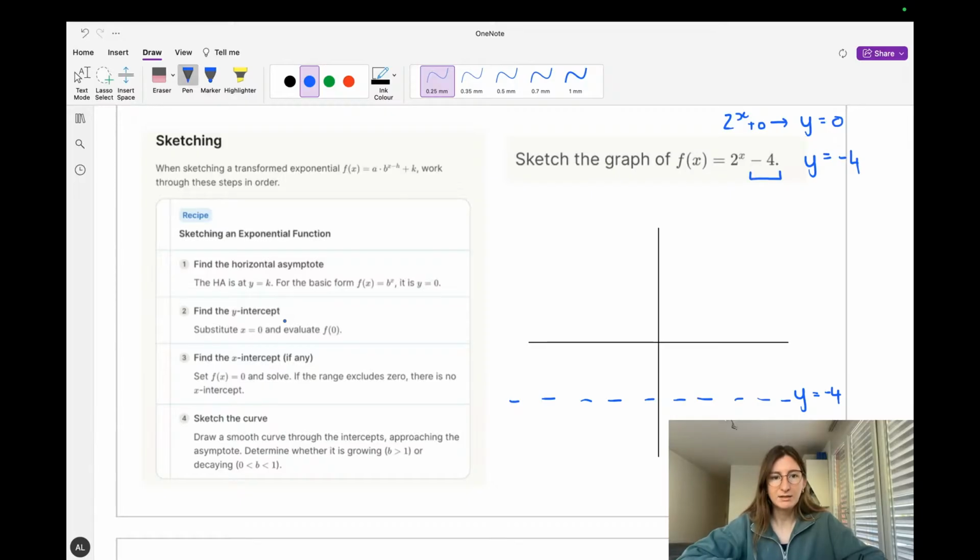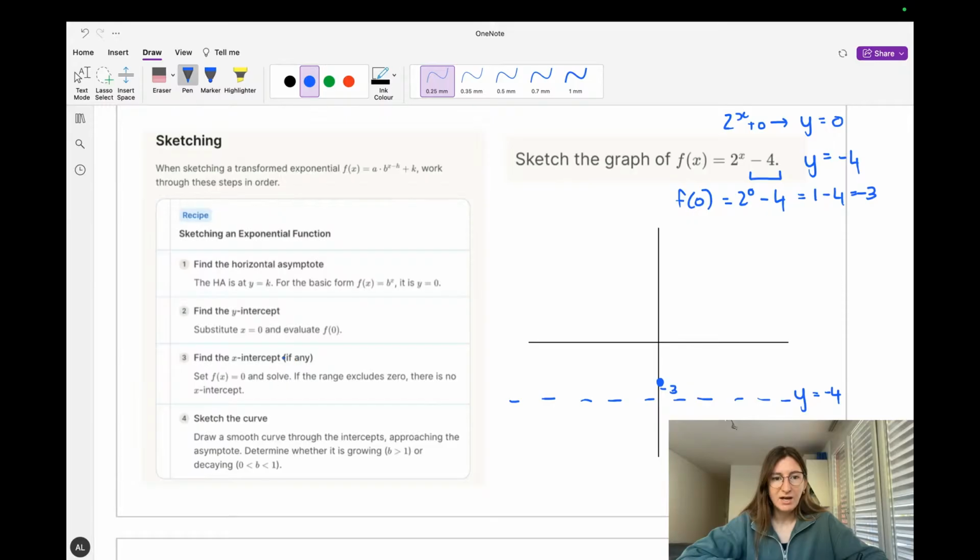Then find the y-intercept. So substitute x equals 0. So let's substitute x equals 0 in here. 2 to the power of 0 minus 4. Well, that's just 1 minus 4, which gives us -3, which makes sense. The intercept is always just 1 above your horizontal asymptote. So -3 is there.